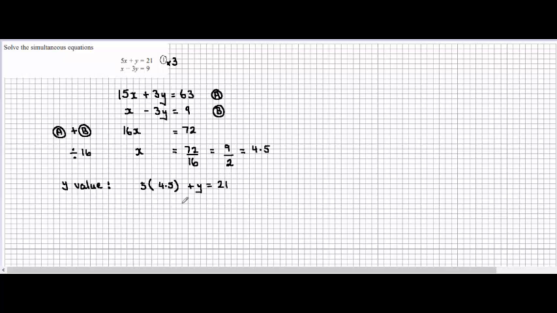So 5 times 4.5. Well, I know that 5 times 4 is 20. A half of 5 is 2.5. So this is 22.5 plus y equals 21. And then I simply need to subtract the 22.5 from both sides, and that will give me y to be minus 1.5.